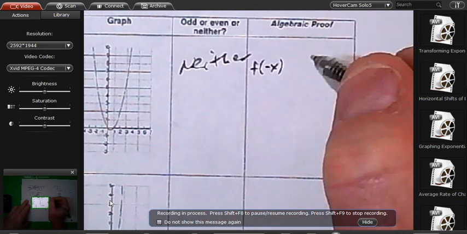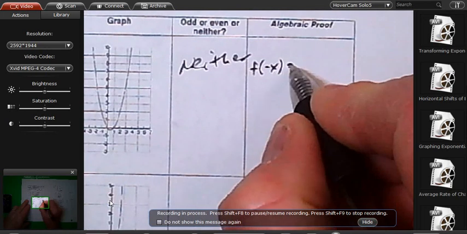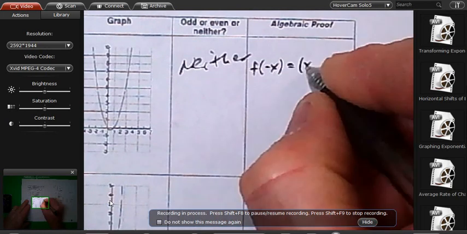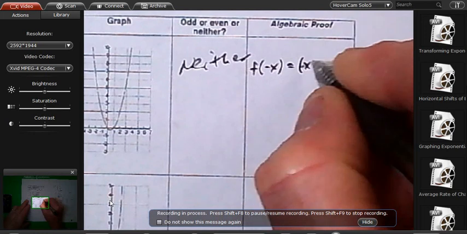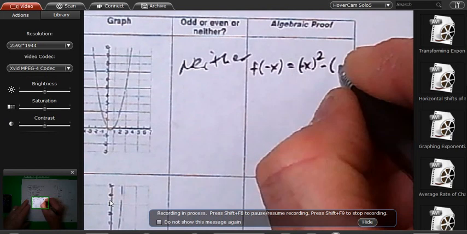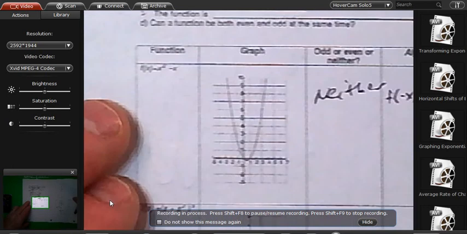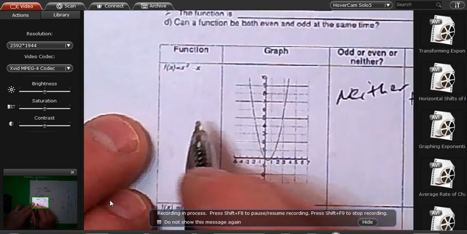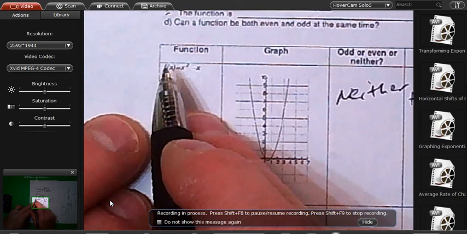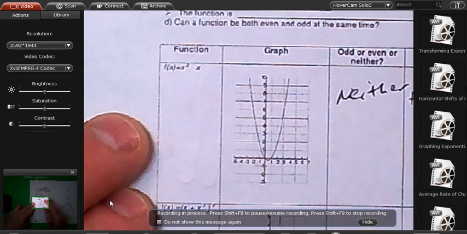So what we're going to have is parentheses negative x squared minus parentheses negative x. Look what I did. Ethan, look what I did. I plugged in a negative x everywhere there was an x. I had an x squared minus x to start with. So I plugged in negative x everywhere there was an x. I'm going to rewrite the original function right here.